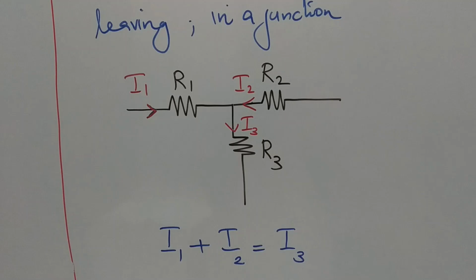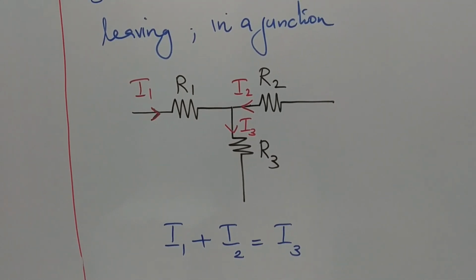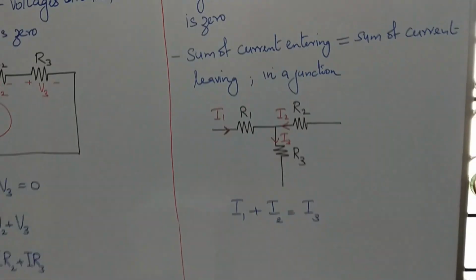Total current entering is equal to total current leaving. This is Kirchhoff's current law.